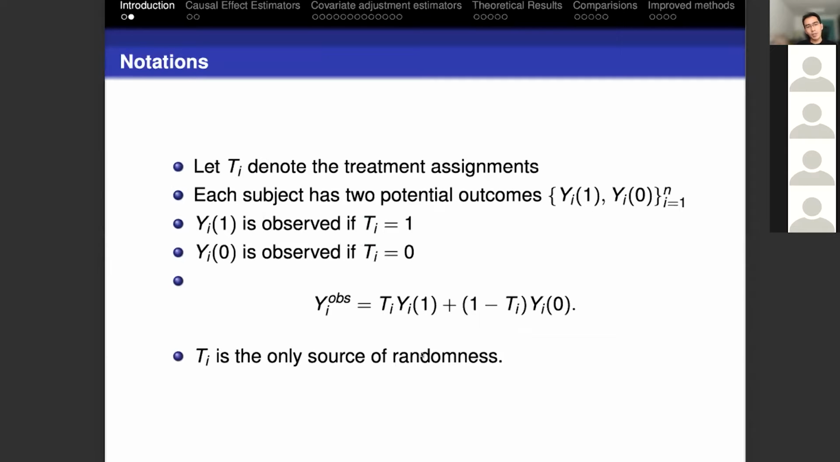So here are some notations. We use Ti to denote the treatment assignments. It is a binary treatment assignment. Ti equal to 1 means that the subject is assigned to the treatment group. If Ti is 0, it is assigned to the control group. If Ti is equal to 1, then we denote the observed potential outcome as yi1. If Ti is equal to 0, then we denote yi0. So for each subject, we have the observation yi, equal to this notation. It means that we can only observe one potential outcome. And in the whole framework, the randomization assignment is the only source of randomness.